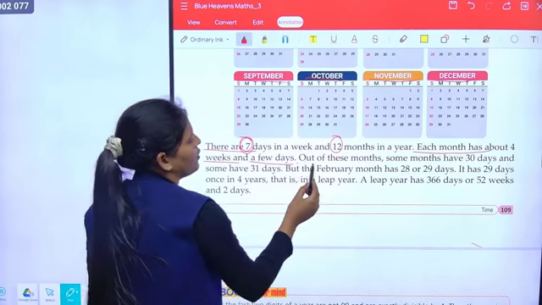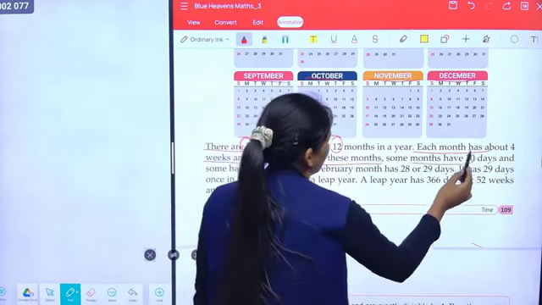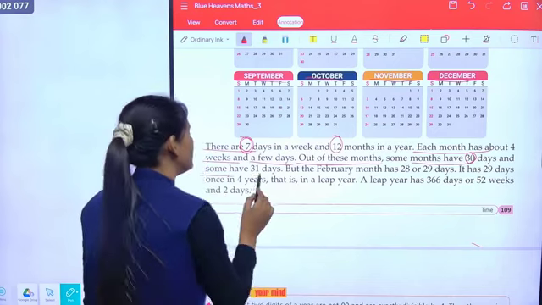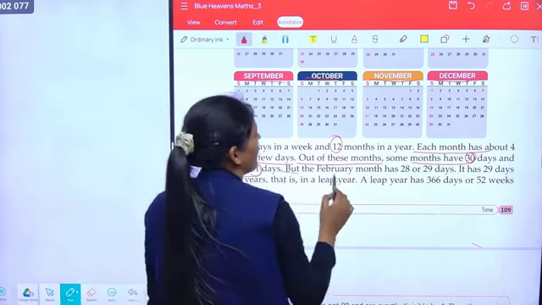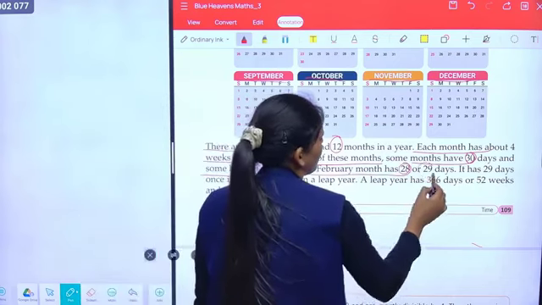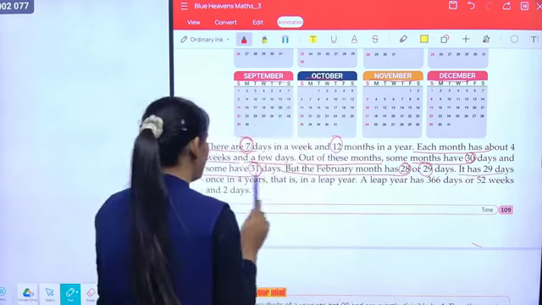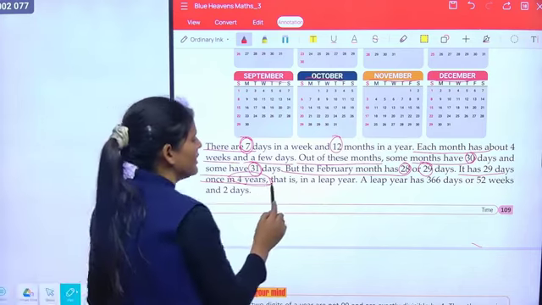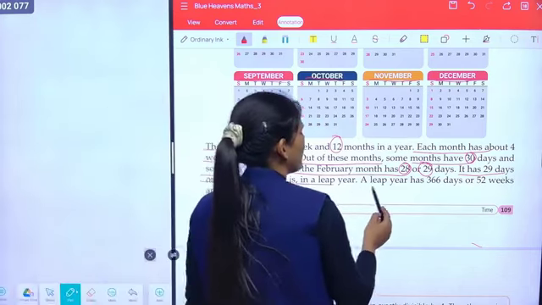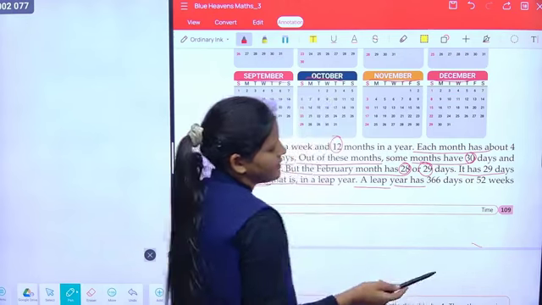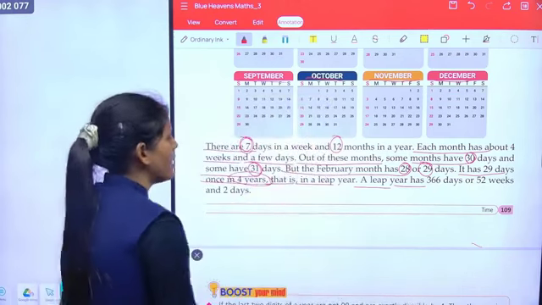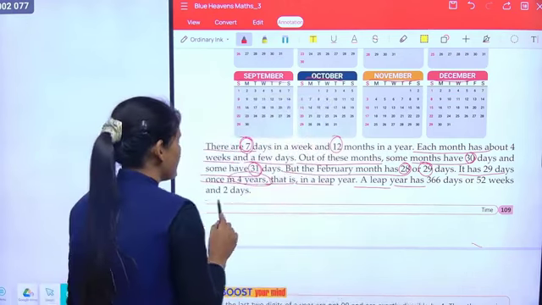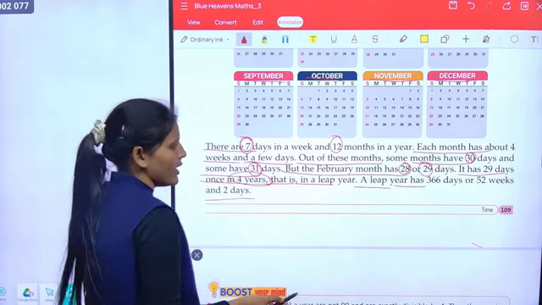Out of these months, some months have 30 days and some have 31 days. But the February month has 28 or 29 days. It has 29 days once in 4 years. This is called a leap year. A leap year has 366 days, or 52 weeks and 2 days.